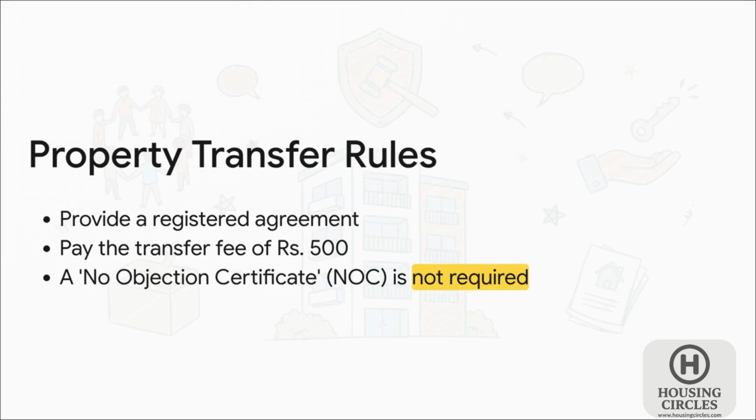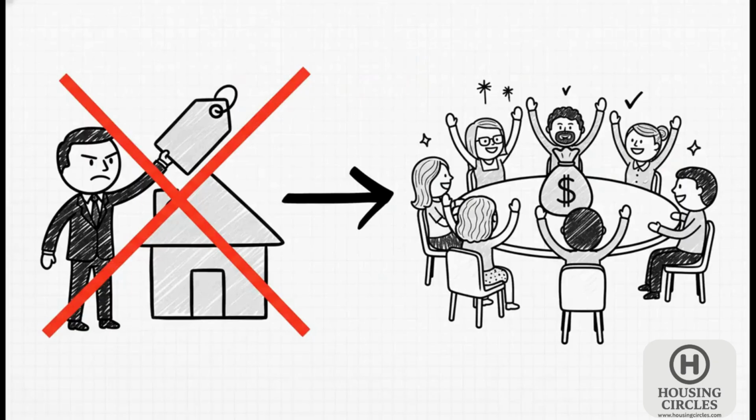But here's the part a lot of people miss. The society cannot demand a no objection certificate, or an NOC, to approve the transfer. They just can't. And what about that transfer premium that societies love to charge? Well, that's not just some random number the committee gets to make up. The rate has to be decided by a vote in a general body meeting. And, this is huge, the bylaws cap it at a maximum of 25,000 rupees. Anything more than that is a no-go.